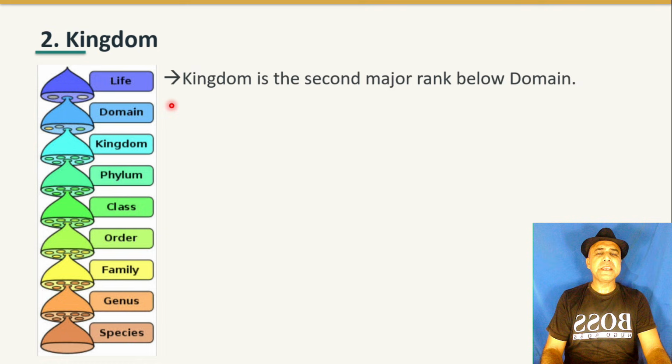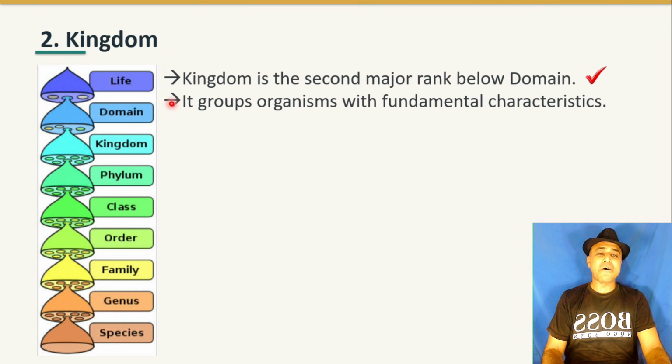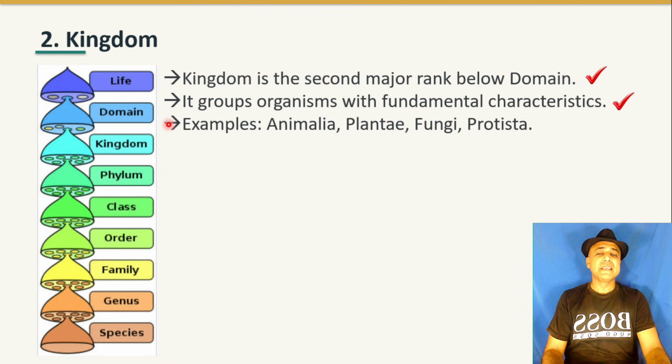Kingdom is the second major rank below domain. It groups organisms with fundamental characteristics. Examples: kingdom Animalia, kingdom Plantae, kingdom Fungi, kingdom Protista.